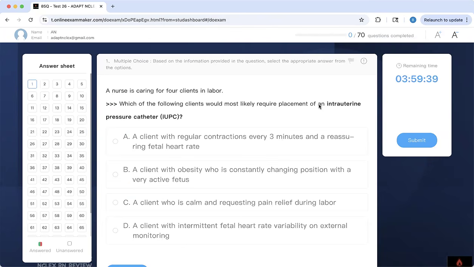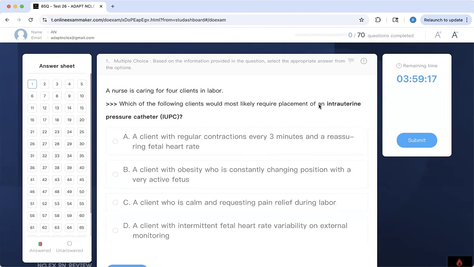Question. This is in the new test plan on devices. Are you ready to answer them? This question will test your knowledge. A nurse is caring for 4 clients in labor. Which of the following clients will most likely require placement of an intrauterine pressure catheter? This is in the test plan that they want to ask you.